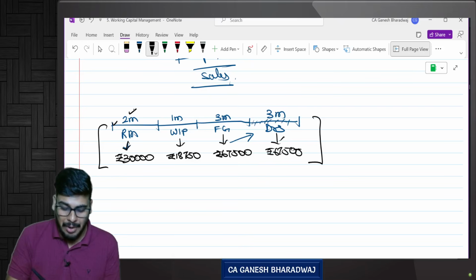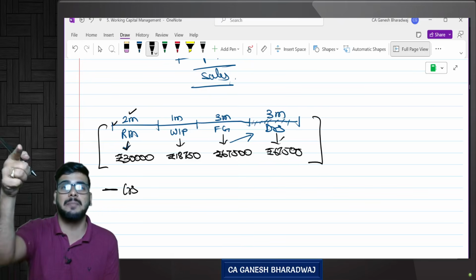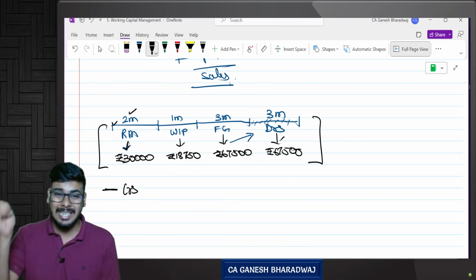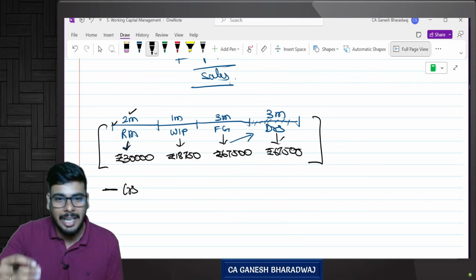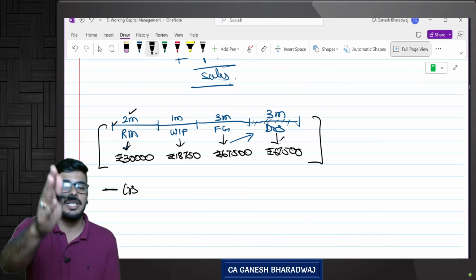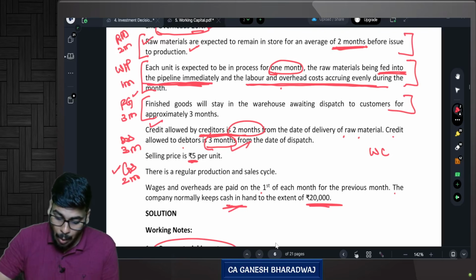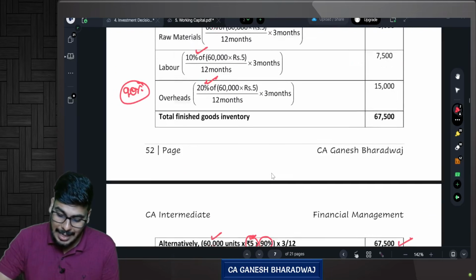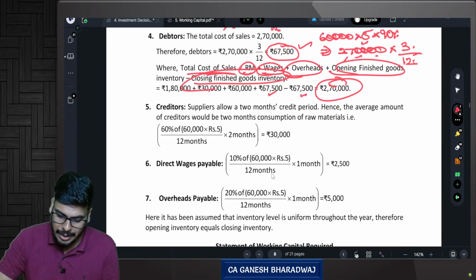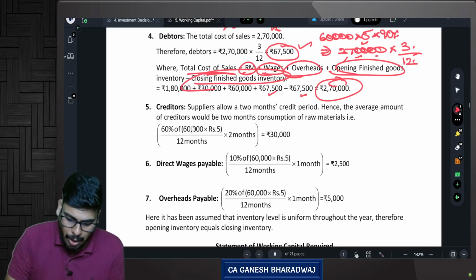So from this, I will reduce the amount that gets indirectly funded by my creditors. Yes or no? This is indirectly funded. How can you say it's funded? They are not funding in cash, they are funding it in kind. They are giving you the raw material today, and saying you pay it after 2 months. Are you clear with this? So what is the amount that they are indirectly funding? Very simple. Annual purchases will be what?